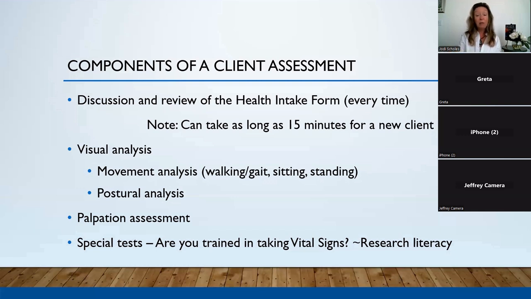Is it 60 minutes of table time, 50 minutes of table time? How much time do I have for my client intake? Because new clients can take a while.